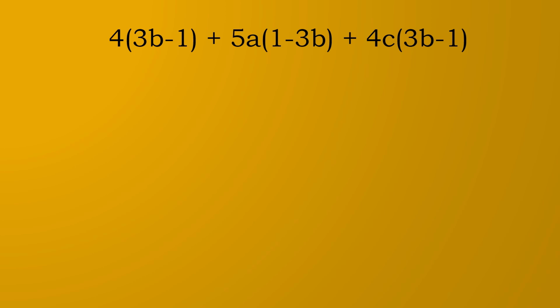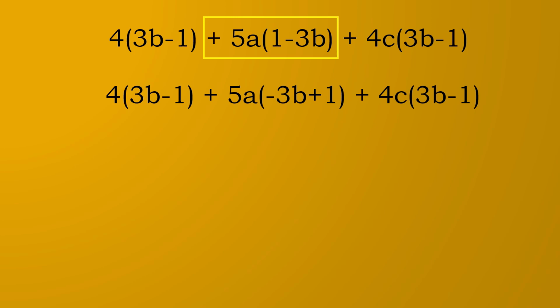We have 4 times quantity 3b minus 1 plus 5a times quantity 1 minus 3b plus 4c times quantity 3b minus 1. Can you notice anything? Yes, it looks like it is expressed already by its GCF. However, take note that we have 5a times quantity 1 minus 3b, which is different from the other two terms, which one of the factors is 3b minus 1. Therefore, we need to rewrite 1 minus 3b to make it similar with the others.